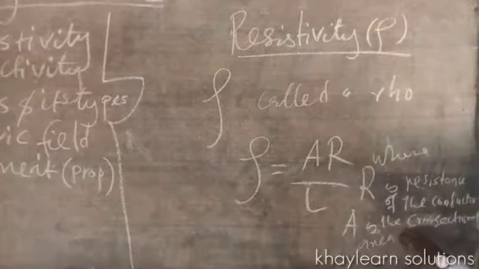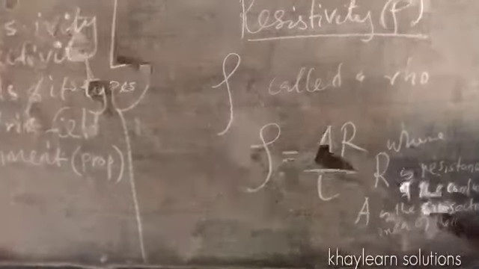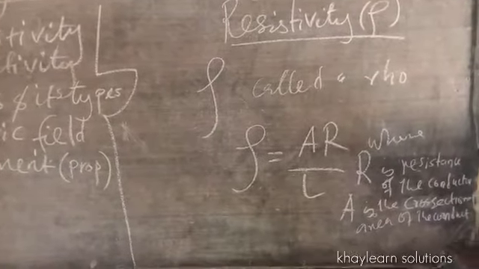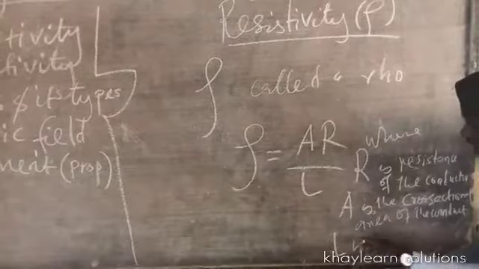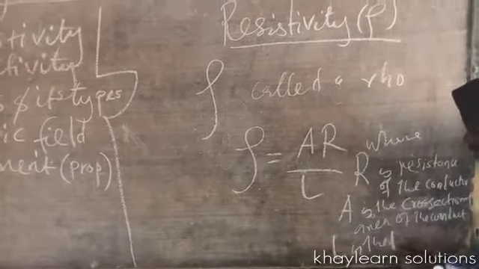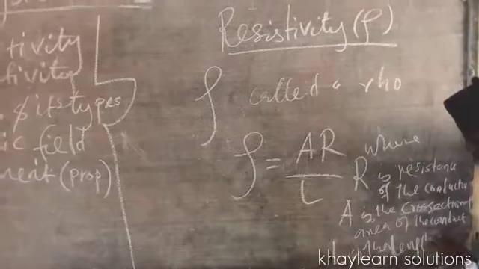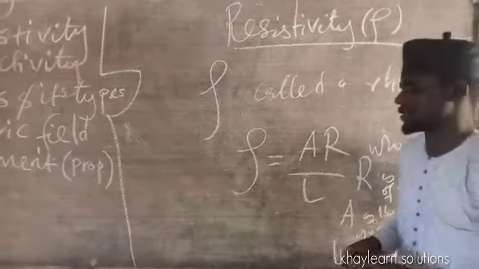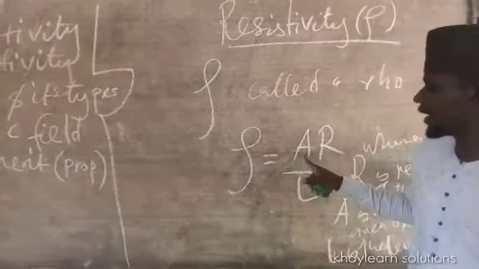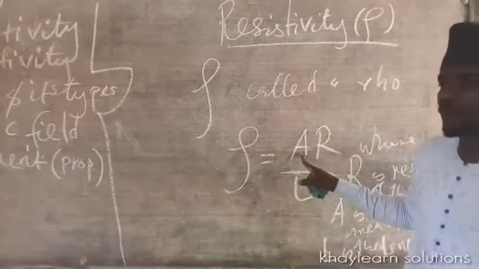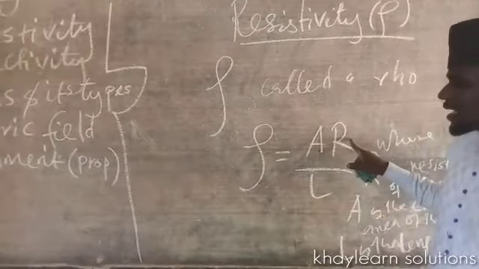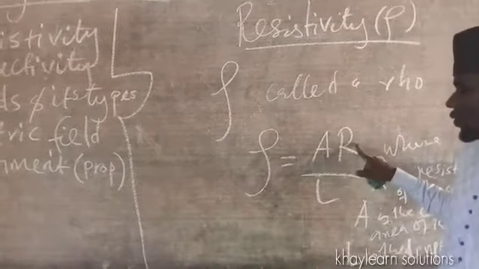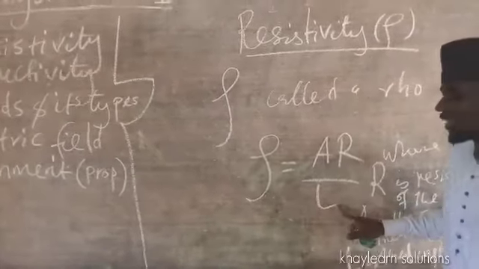Area of the conductor. And L is the length of the conductor. So this is what we have as the formula for resistivity. A stands for the area, that is the cross-sectional area of the conductor. R stands for the internal resistance of the conductor, that is the built-in resistance of the conductor, while L is the length of the conductor.